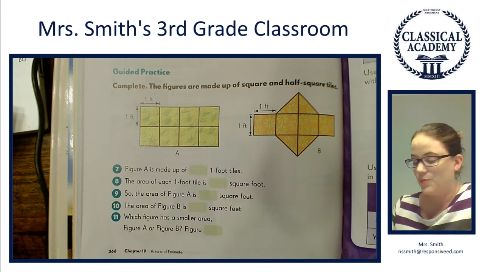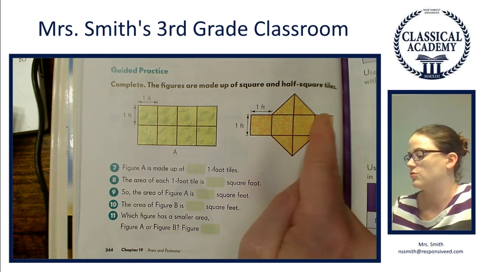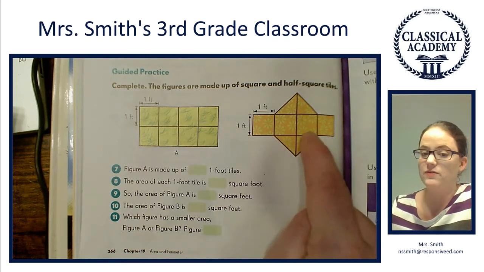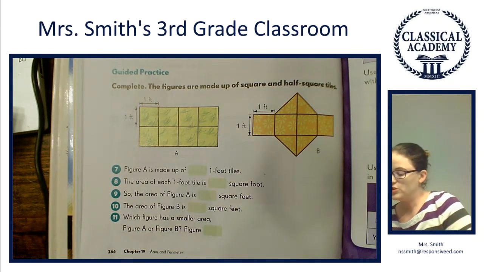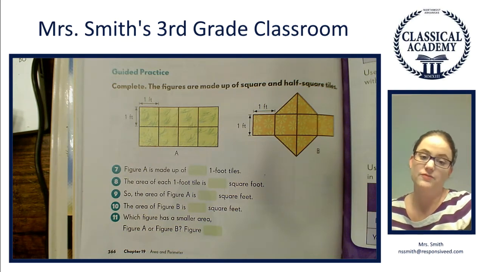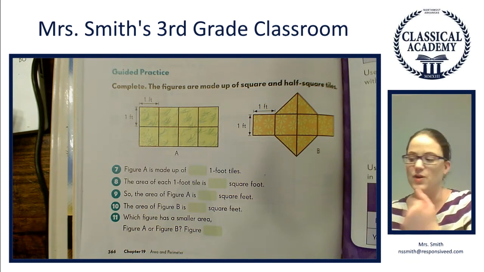The area of figure B is how many square feet? Let's count. 1, 2, 3, 4, 5, 6. 6 square feet. Which figure has the smaller area? Figure A or figure B? That's right, figure B.